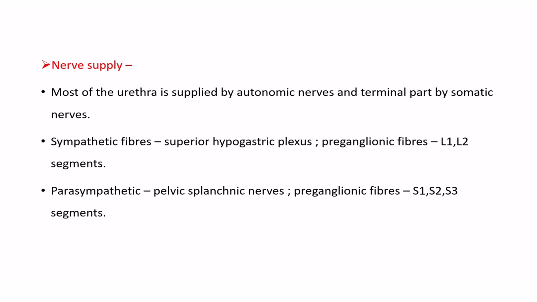Most of the urethra is supplied by autonomic nerves and the terminal part by somatic nerves. The sympathetic fibers are derived from the superior hypogastric plexus, where the preganglionic fibers come from L1 and L2 segments. Parasympathetic fibers are derived from pelvic splanchnic nerves, carrying preganglionic fibers from S2, S3, S4 segments. Somatic fibers are derived from the urethral branch of the pudendal nerves.